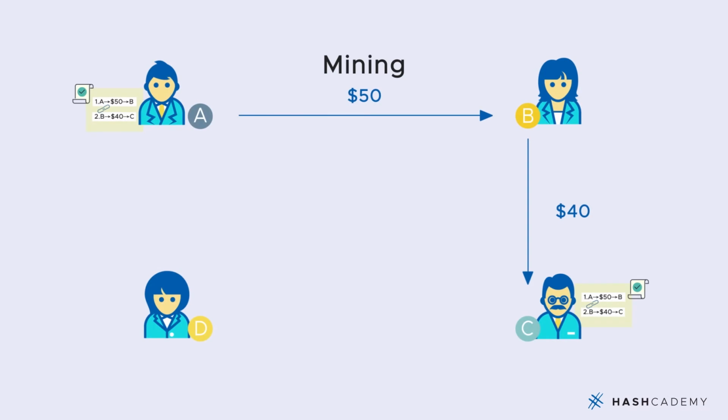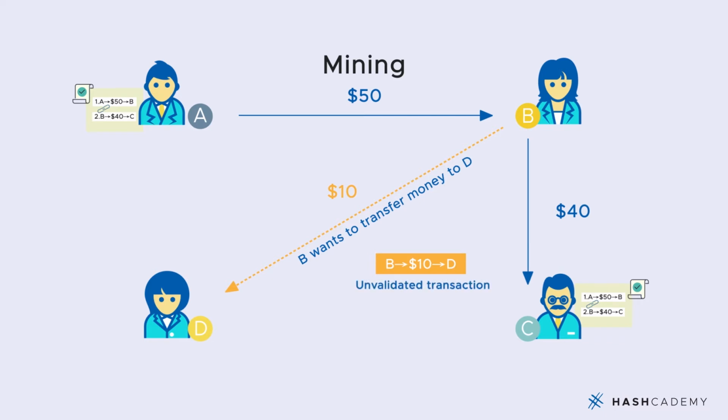In this example, we illustrate how nodes in the distributed network work together to update the ledger in a synchronized manner. Let's assume that B wants to transfer $10 to D. B will publish and announce this transaction to the network. Everyone can see B wants to transfer the money to D. At this stage, this is an unvalidated transaction and has not yet been entered into the ledger.